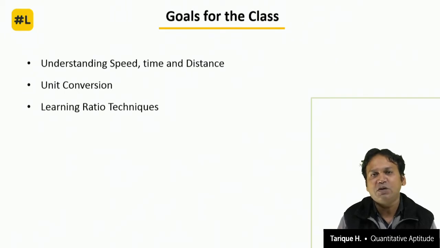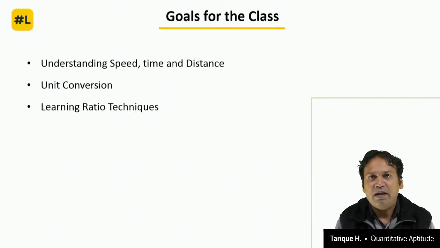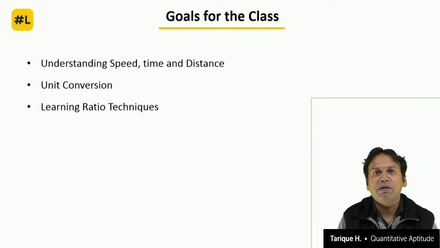Our goal for today's class is to discuss the core concept, the basic concepts of speed, time and distance. We are going to divide this topic into 3 sessions. In the first session, we are going to talk about the core concepts, the elementary concepts of speed, time and distance, the basic concept of unit conversion, as well as understanding the ratio methods involved in speed, time and distance. The second session will be where we will be discussing the concept of relative speed and concepts on trains, and the third session will be where we will be discussing the concepts of boats and stream.